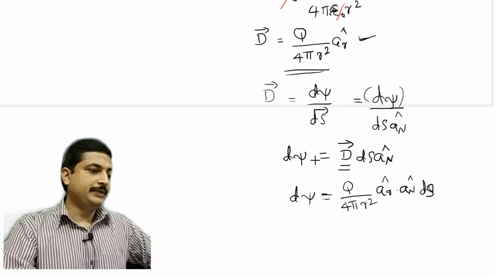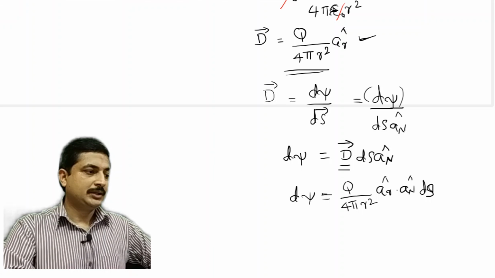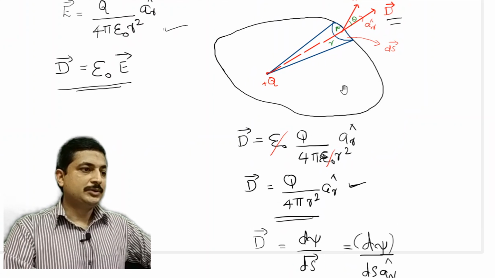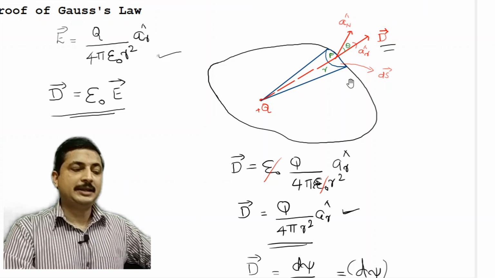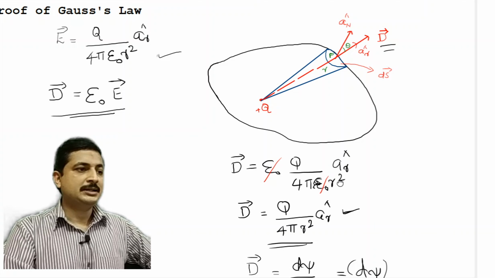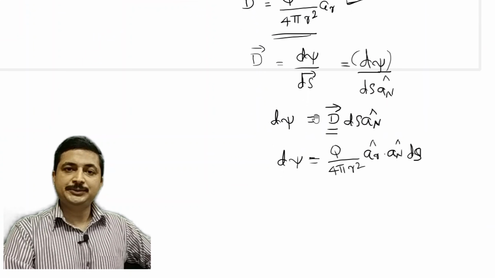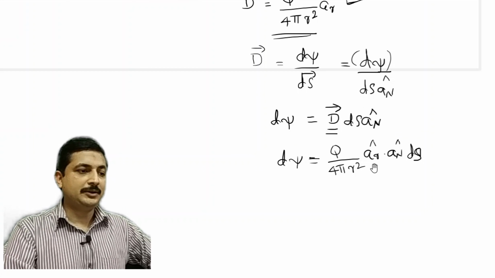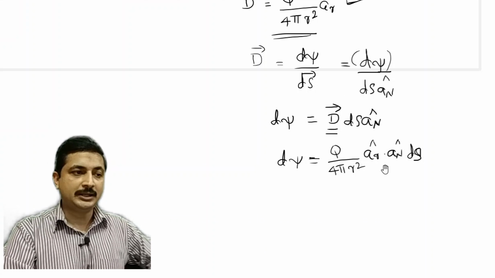Now look at the figure. What is this A R cap dot A N cap? If you look at the figure, they are separated by an angle theta, which is the smallest angle between those two. The A N cap and A R cap are unit vectors, separated by an angle theta. So I will use the definition of dot product here. What is A R cap dot A N cap? A R cap dot A N cap is magnitude of A R cap, magnitude of A N cap, right?